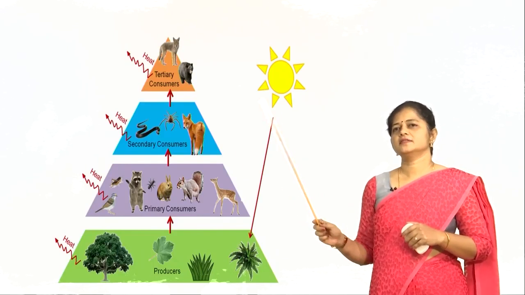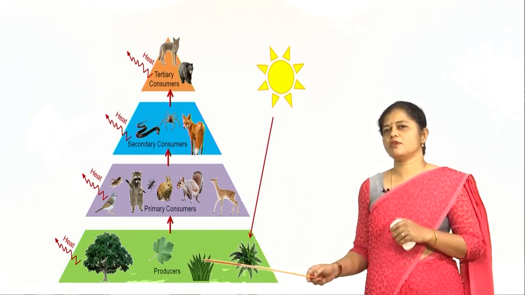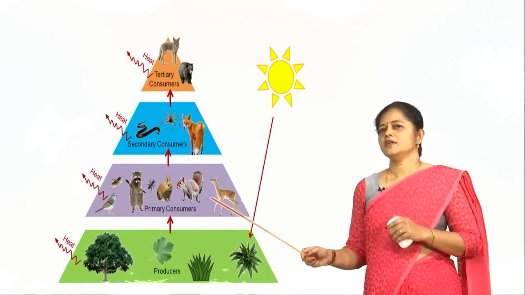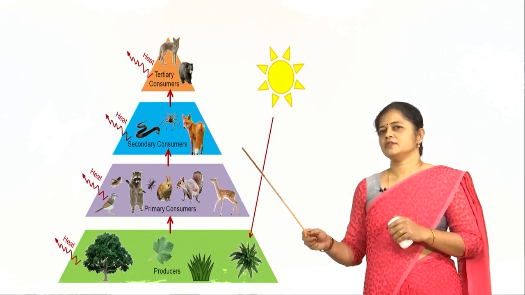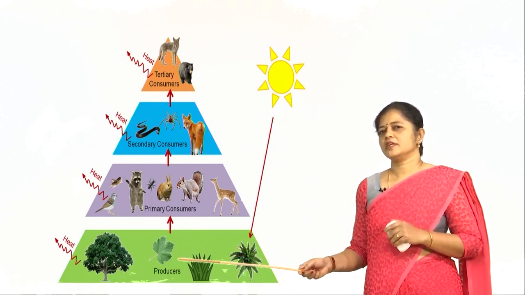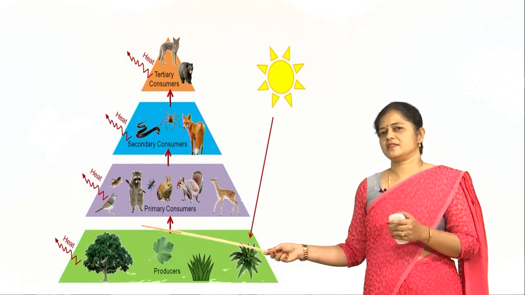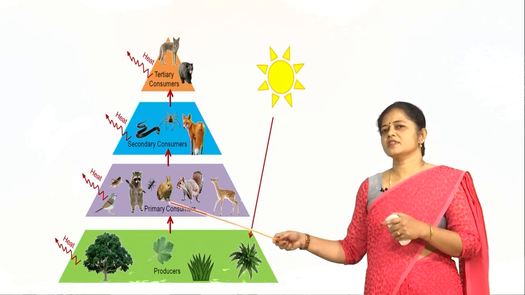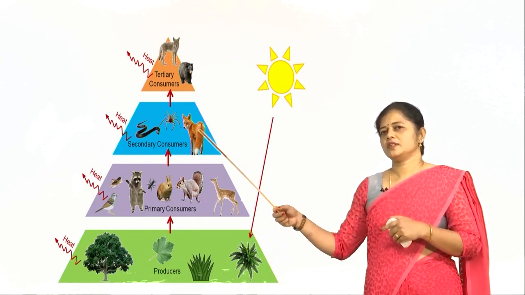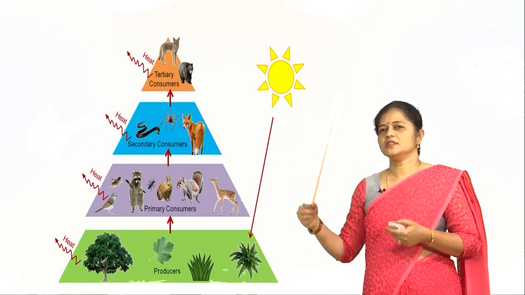So now if you can see here, the producers are obtaining the energy from the sun and they're fixing it up in the form of food. That will in turn be consumed by the primary consumers, and these primary consumers will pass it on to the secondary and the tertiary consumers. Meanwhile, these organisms will require energy for their activities, and some amount of heat energy also will escape. So the remaining 10% from the producers will pass on to the primary consumers, and from the primary consumers it will pass on another 10%. So likewise, until it reaches the last level of the food chain.